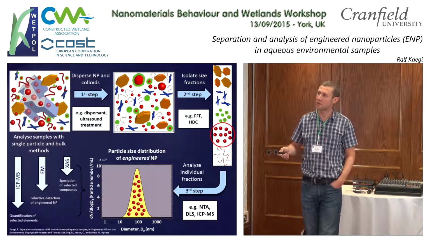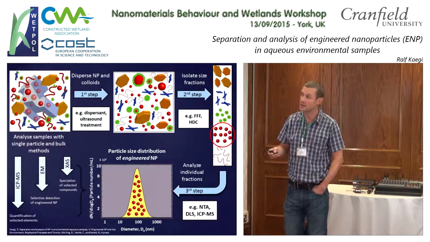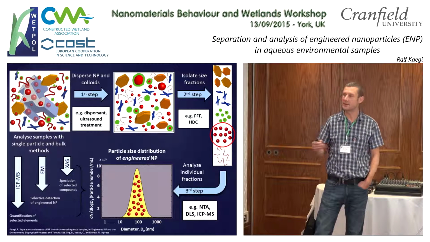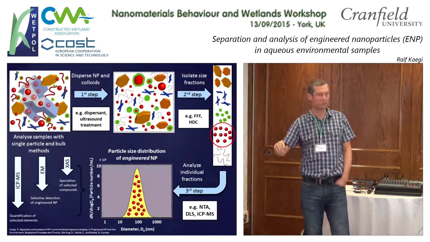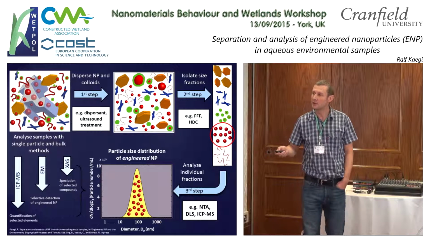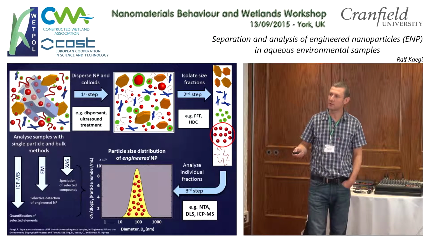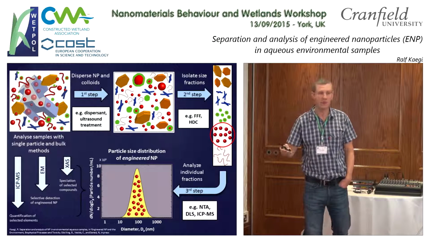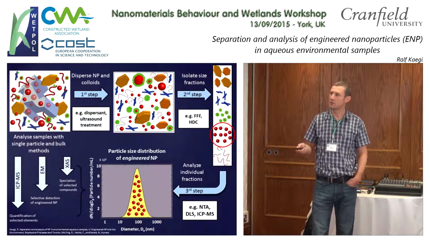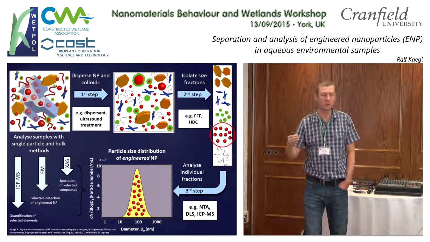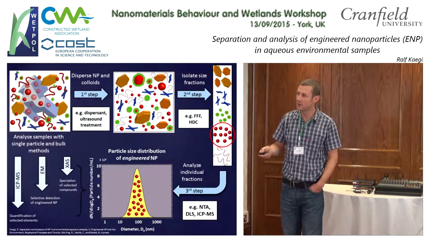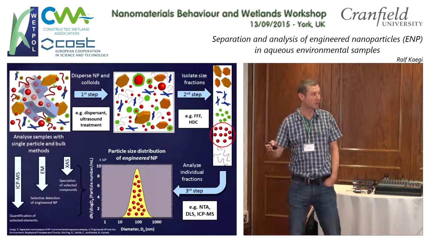The other approach, and I will focus on that in the case study I will present, is that we use complementary analytic techniques and don't really care about the complex matrices. We just first determine, for example, the bulk element concentration, and then we know how much we have in the system. Then we go to the electron microscope and determine what the particles look like, and in combination with the bulk methods, we may derive a particle number concentration.